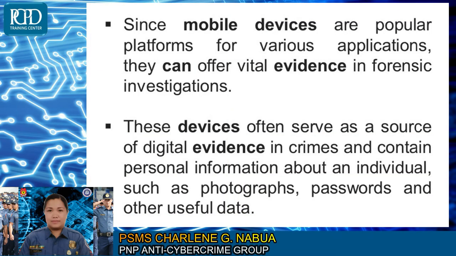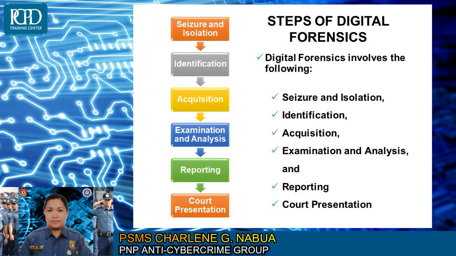Since mobile devices are a popular platform for viruses and applications, they can offer vital evidence in forensic investigation. These devices often serve as a source of digital evidence in crimes and contain personal information about an individual, such as photographs, passwords, and other useful data. So, what are the steps of digital forensics? Digital forensics involves the following: seizure and isolation, identification, acquisition, examination and analysis, reporting, and the last one is court presentation.